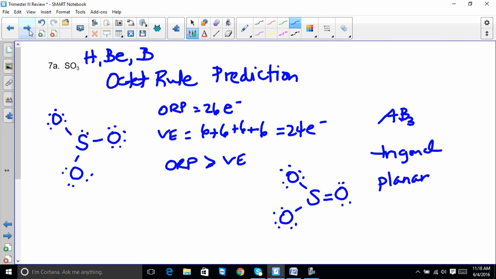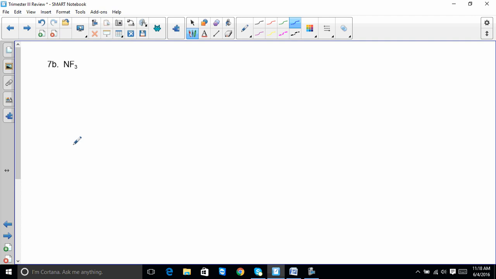All right, next slide, NF3, same thing. There's no hydrogen, so you put the N in the middle and the F's around the outside. I just do them evenly spaced. This one needs 2 dots. This one has 2, it needs 6. This one has 2, it needs 6. This one has 2, it needs 6. And then 2, 4, 6, 8, 10, 12, 14, 16, 18, 20, 22, 24, 26. ORP is 26.